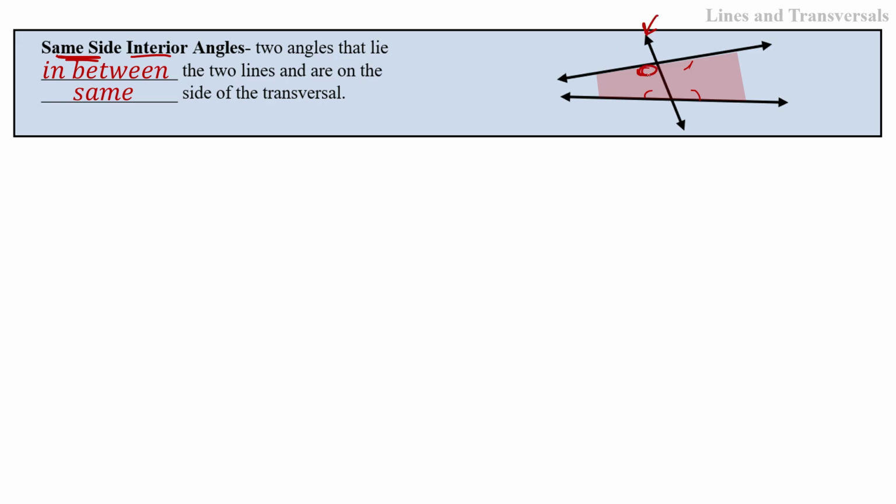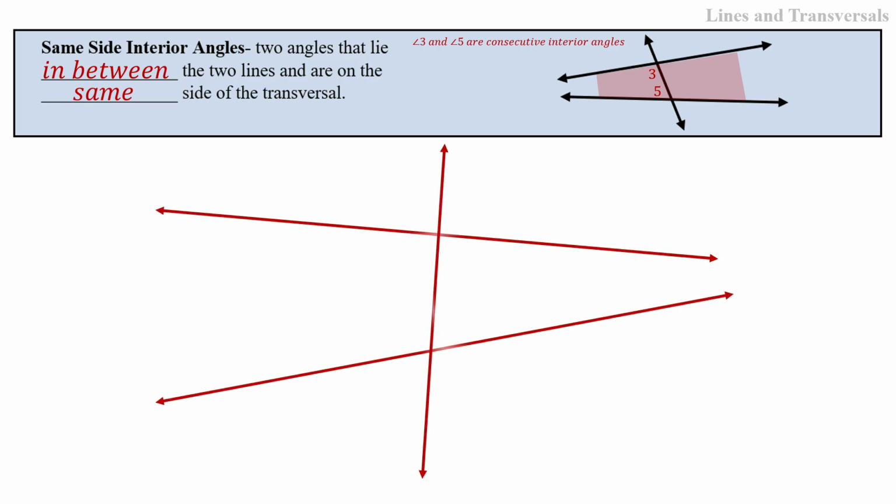So if I look at this one here on the left and this one on the left, those are considered to be same side interior. So if I call the first one angle 3 and the second one angle 5, those are both interior and on the same side or the left side of the transversal, and those are what we call consecutive interior angles. Okay, now same thing. I could also have picked this right angle and this right angle here, but these two angles here are going to be same side interior angles.